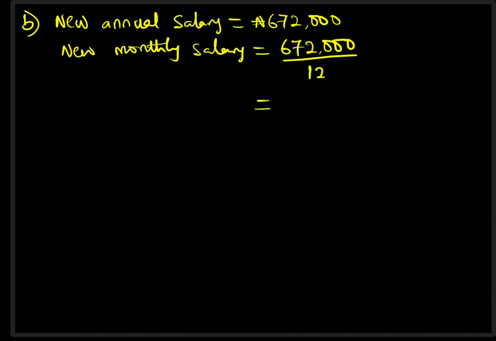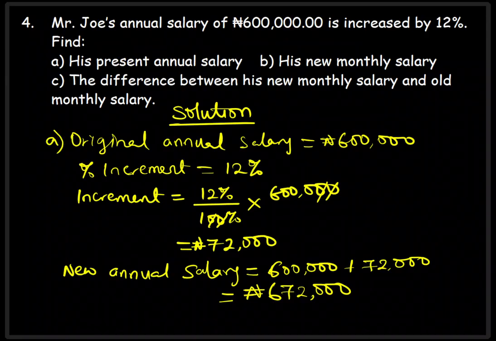So if we take 12 into 67, that would be 5, remainder 7. 12 into 72, that would be 6, and 12 into 0 0 0 0. All right, so his new monthly salary will be equal to 56,000 naira. So question C says the difference between his new monthly salary and old monthly salary.